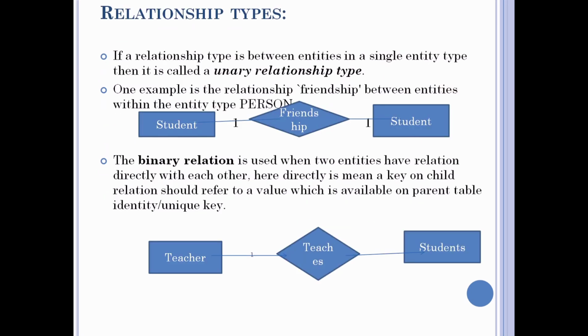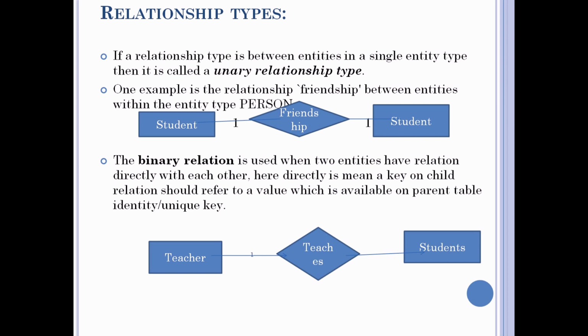Now we have to see examples of the unary relationship, binary relationship and ternary relationship. These are the types of relationships. First we discuss the unary relationship type. If a relationship type is between entities in a single entity type, it is called unary. That means both sides' entity names are the same. Observe in the diagram that both the left side and the right side are student. In between we define the relationship as friendship. Friendship can be maintained between students, or between employees. That means both entity sets are of the same nature.